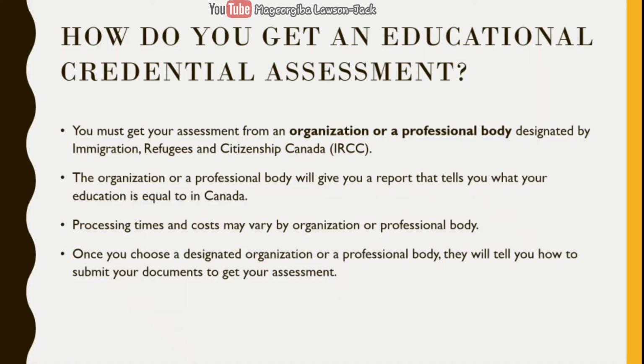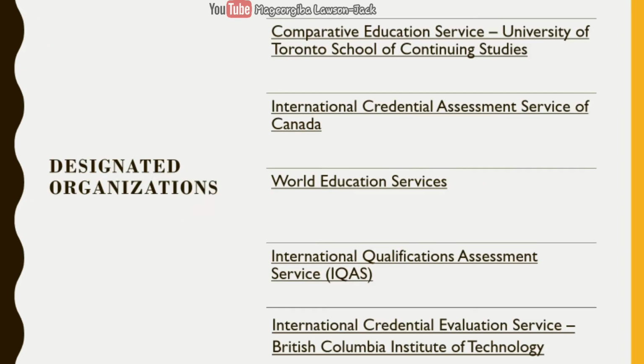You must get your assessment from an organization or a professional body designated by Immigration, Refugees and Citizenship Canada. The organization or professional body will give you a report that tells you what your education is equal to in Canada. Processing times and costs may vary depending on the organization or professional body. Once you choose a designated organization or a professional body, they will tell you how to submit your documents to get your assessment. You must use one of the following designated organizations to obtain an Educational Credential Assessment.